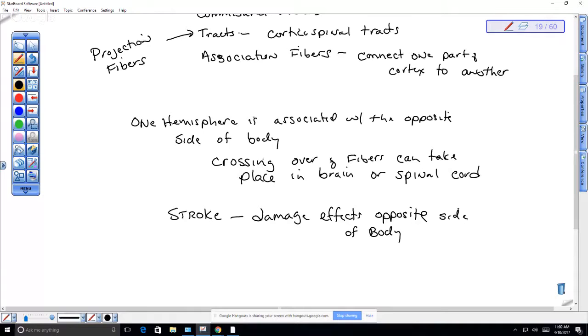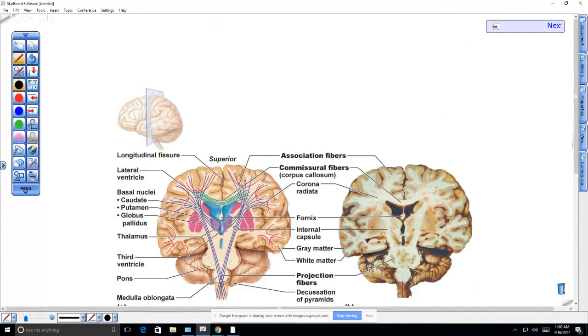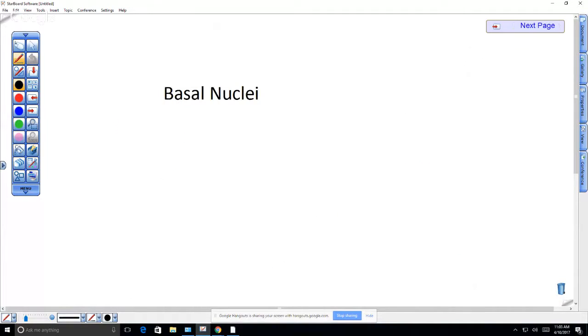So the other part of the cerebral hemispheres, we have white matter, but then we also have gray matter embedded in the white matter, and those are called ganglia. And so the basal nuclei are gray matter, and these are ganglia. Not ganglia, sorry, nuclei.